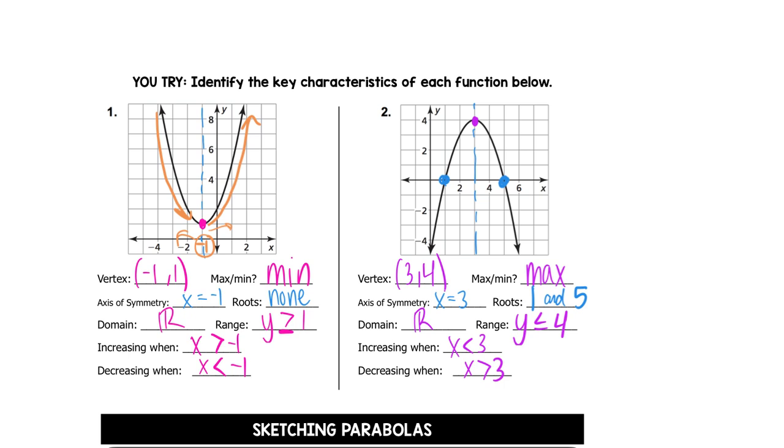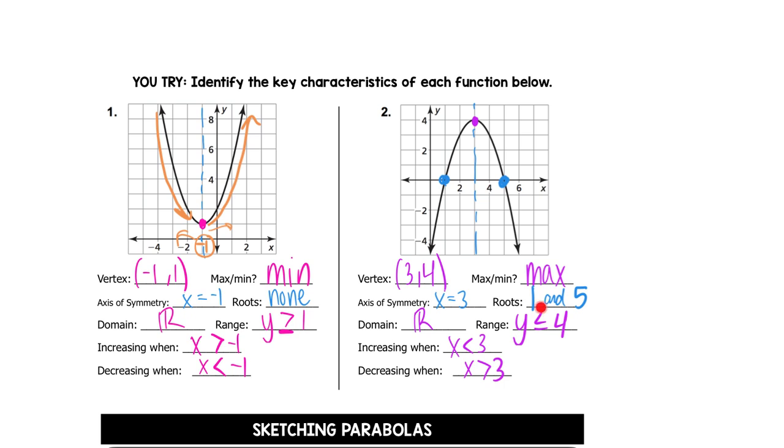All right, second example, same thing. Vertex is up here. That's at 3, 4. This time it's a max because it's the highest point. Axis of symmetry is at -3. The roots, it does have roots this time. It's at 1 and +5. Domain, again, is all real numbers.